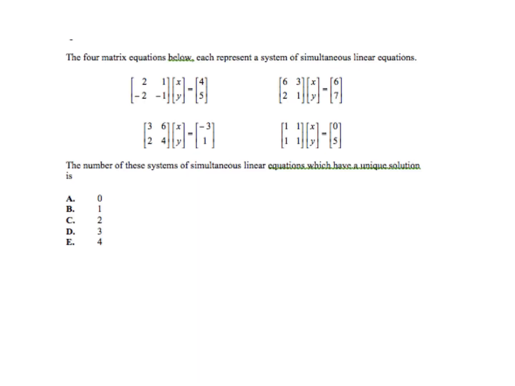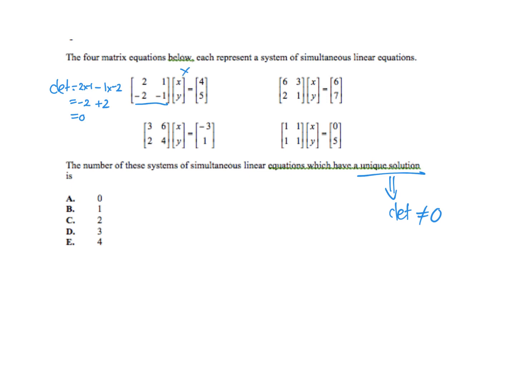Okay, 4 matrix equations below each represent a set of simultaneous equations. The number of these simultaneous equations which have a unique solution. So again, just write unique solution, determinant does not equal 0. So you could just work out the determinant of them all. So the determinant of this guy here would have been 2 times -1 minus 1 times -2. So that would have been -2 plus 2. So that one's 0. So it has no unique solution.